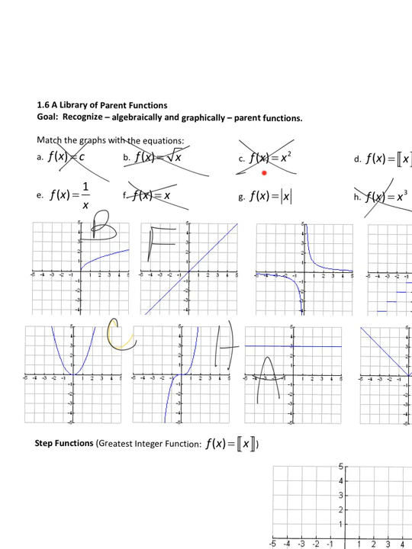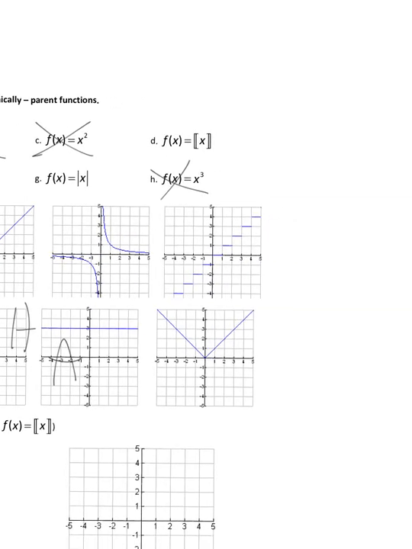For this graph right here, absolute value, that means all of our outputs are going to be its distance from 0, or positive. So if we look over here, the absolute value of 1 is 1, of 2 is 2, the absolute value of negative 1 is 1, the absolute value of negative 2 is 2. So this would be g.